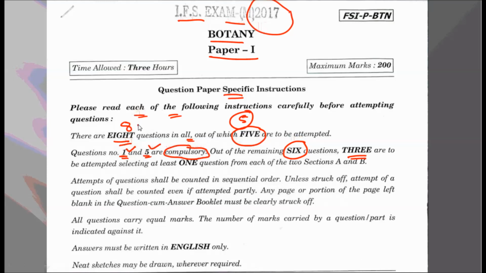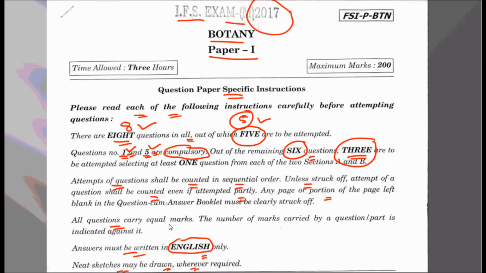That means there are a total of 8 questions. You have to attempt any 5, but out of these 8, question number 1 and question number 5 will be the compulsory ones. And out of the remaining 6 questions, we have to attempt 3. The compulsory language for attempting the questions is English. That is, answers must be written in English, and neat sketches must be drawn wherever required. That is, well-labelled diagrams you have to draw wherever there is a requirement. So these are some basic instructions given to you in the question paper.